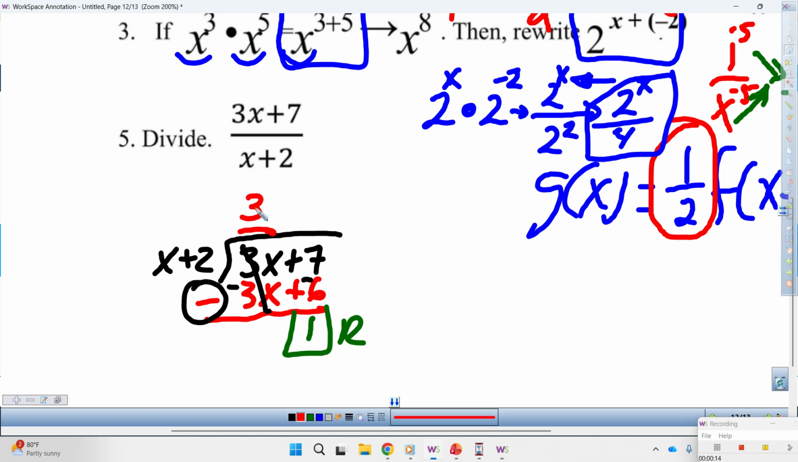So what is my answer? My answer is 3. But do we have a remainder? Yes. What is the remainder? 1 over x plus 2, which is this.